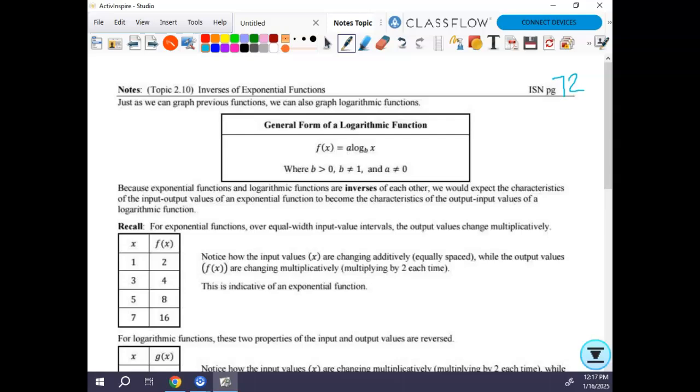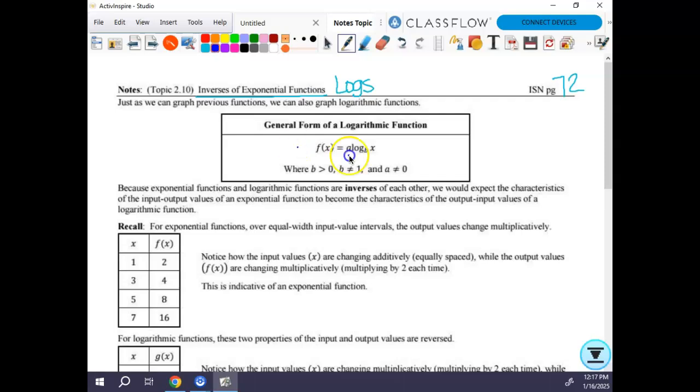This lesson is titled Inverses of Exponential Functions. What are the inverses of exponential functions? Logs, exactly. So we're going to look at logs and exponentials together. Just as we can graph everything else we've talked about, we can also graph logs. Here's your general form of a log function.